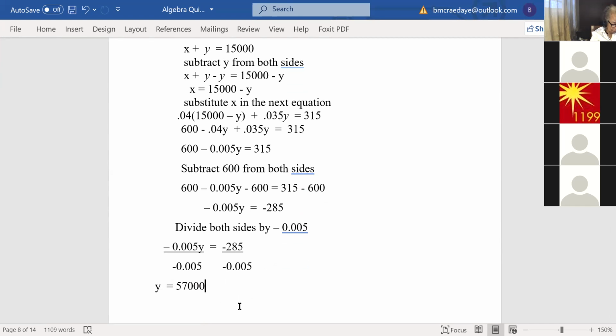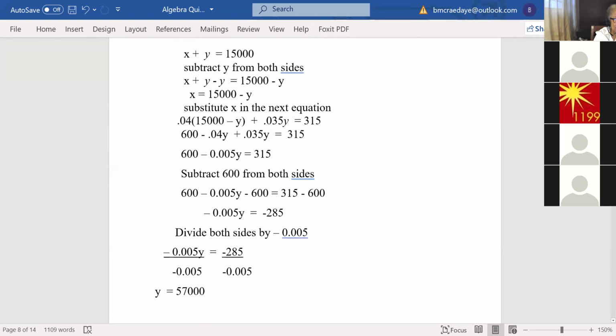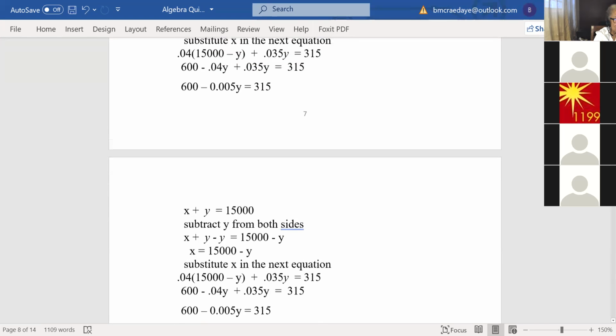Divide 285 by 0.005. That gives negative 57,000. It wouldn't be negative, because negative over negative is plus. But what I'm saying is that I can't get a y of 57,000 if the sum of the two is 10,000. We still have a negative. Now we have that plus.